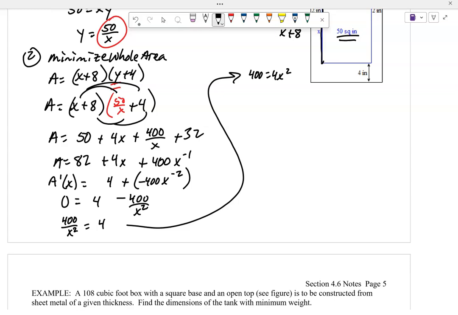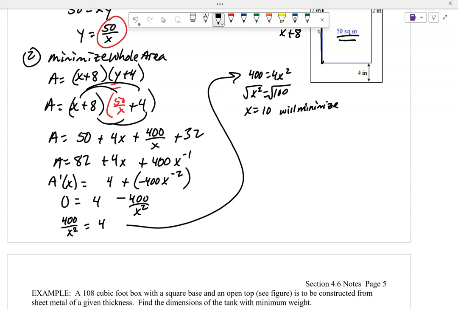Divide both sides by 100. So I get x squared, or divide by 4, so it gives me 100. And square root both sides. So I got plus or minus 10. Well, this is a length, so we're just going to take that positive 10 there. That will minimize the amount of paper used.